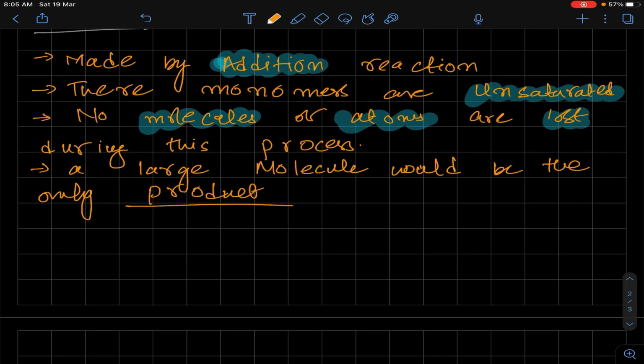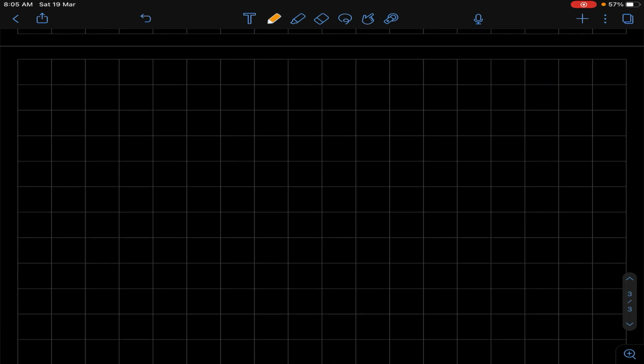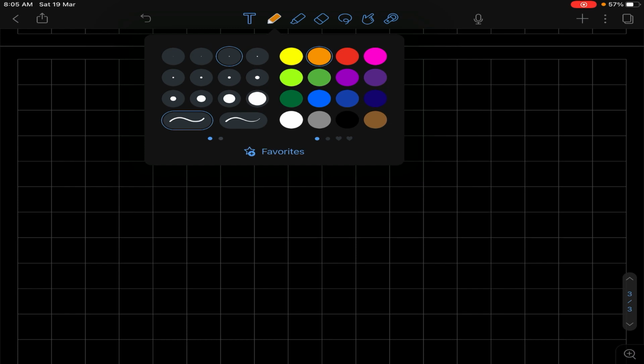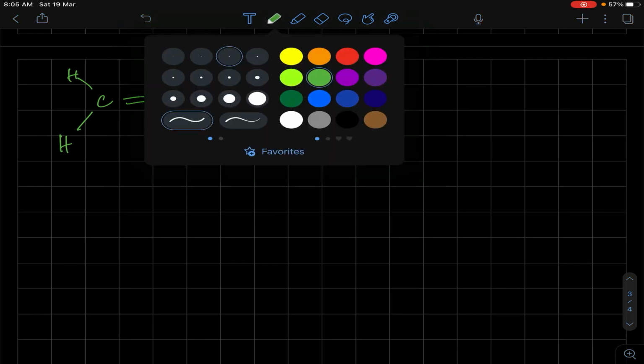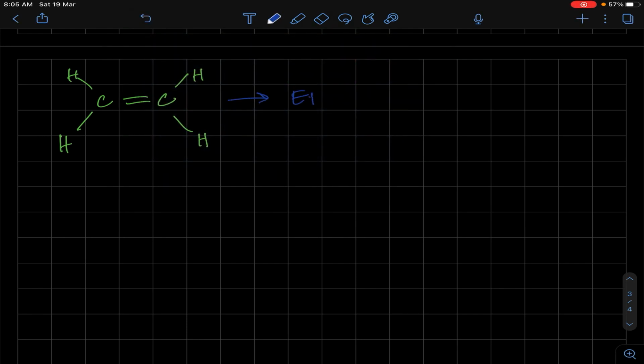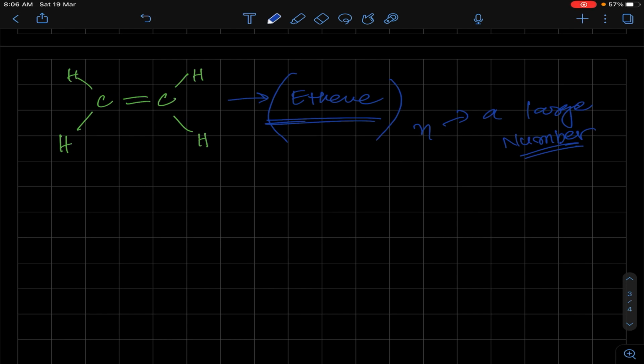So let's just take a simple example of addition polymers. Let's suppose the monomer is ethene. Now ethene is an alkene with two carbon atoms, so it has two hydrogens with each carbon atom, and this is our monomer, right? Monomer is ethene. And we are saying that when a large number of ethene molecules, like 10,000 or 20,000 or 50,000, so I just simply say that we have n number of molecules, and n represents a large number.